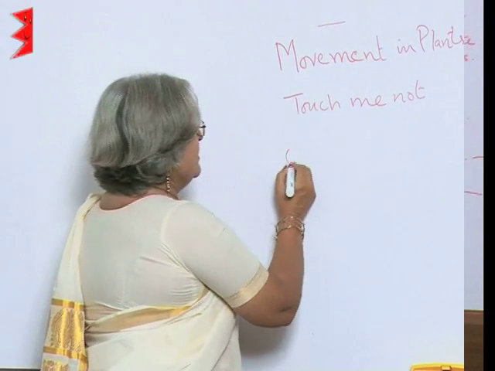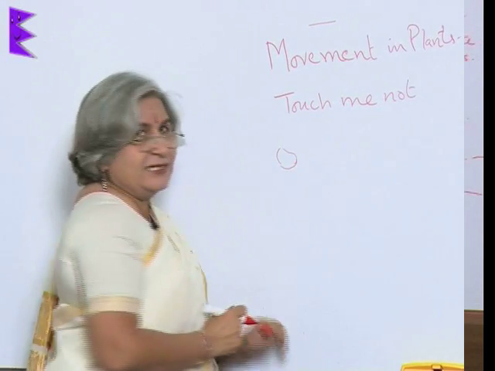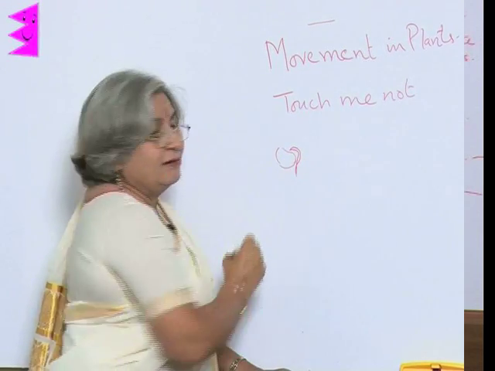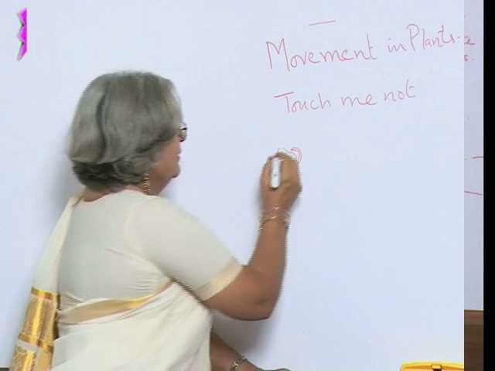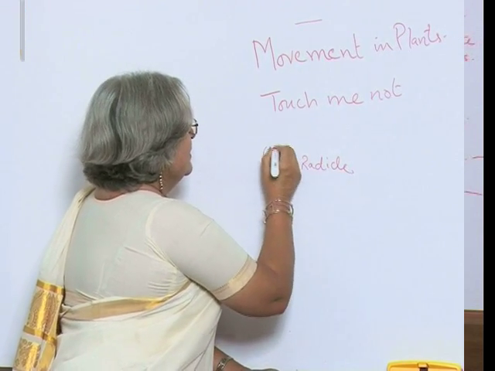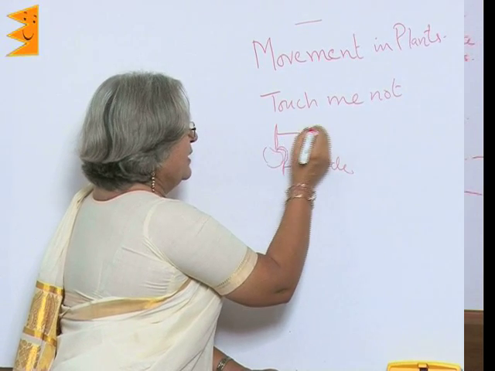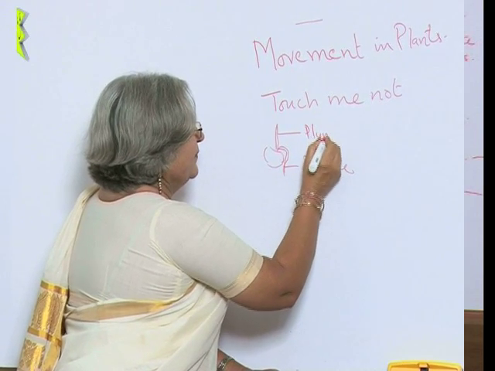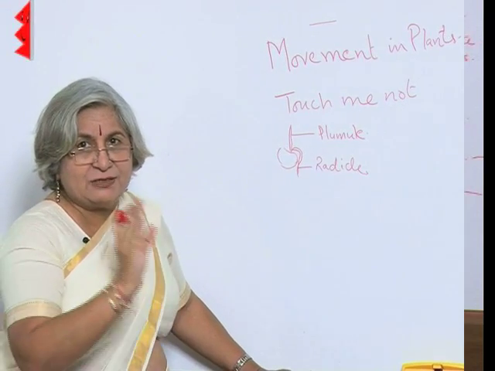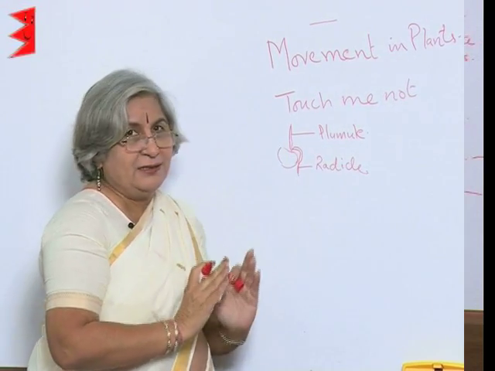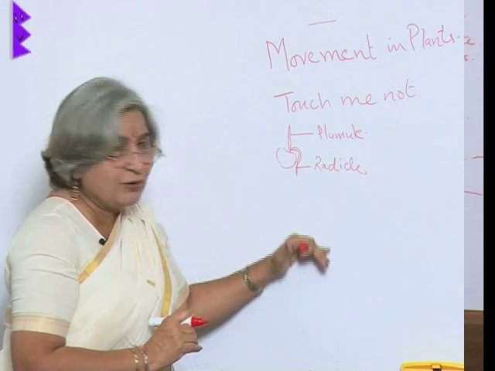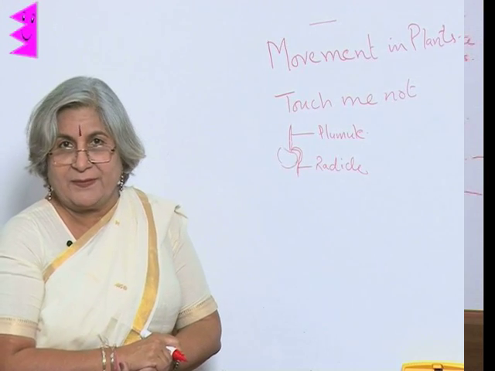There is another kind of movement also. You take a seed and let it germinate. A root like structure grows out of it, and that is the radicle, and the stem like portion goes up, and that is the plumule. Now there is movement, and due to this movement the plant is able to come out of the soil and the roots grow into the soil.